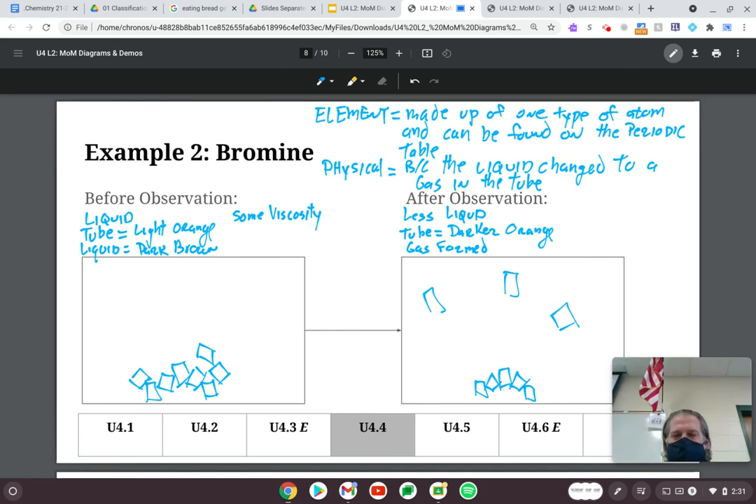All right, now that is where we're going to stop for the day. We still have three more demonstrations we're going to go through on Monday. You do not have homework this evening, so enjoy your weekend, your chemistry free weekend.